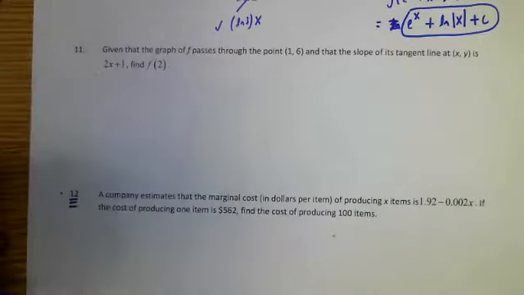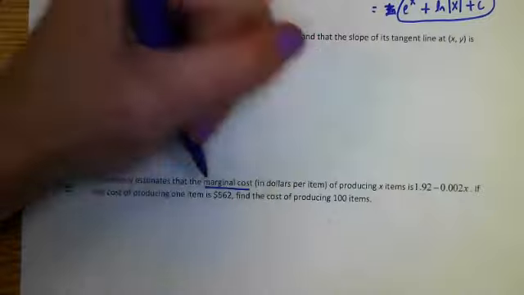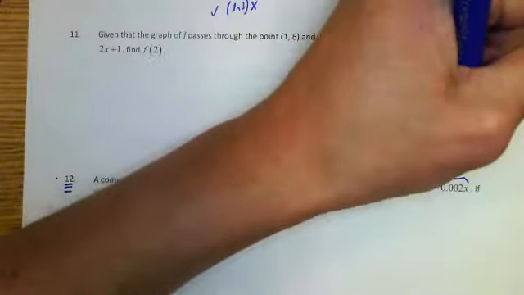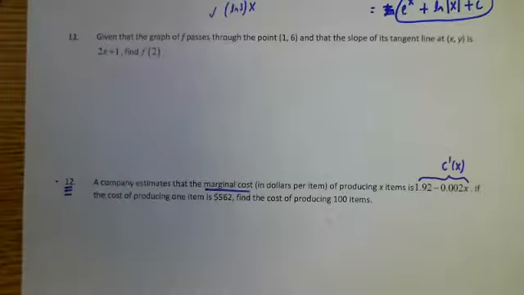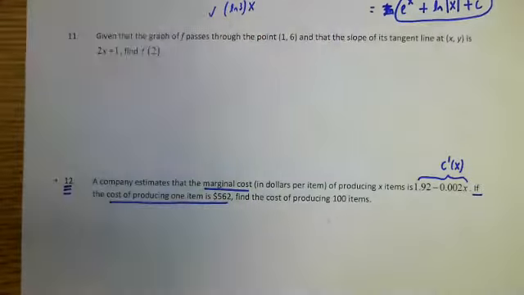It says a company estimates that the marginal cost, meaning derivative of cost, of producing X items is this expression in terms of X. So marginal cost, C prime. Cost of producing one item is $5.62. I can hear myself asking you guys in class, why are they telling us that one item costs $5.62? It must be for us to get C later in the question. And then you have your final thing you're trying to find, the cost of producing 100 items.